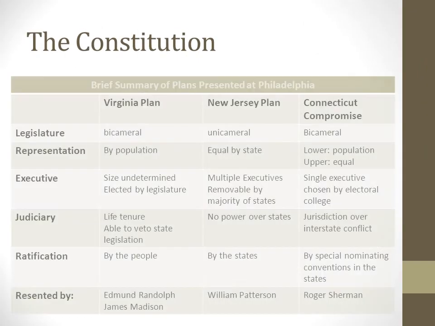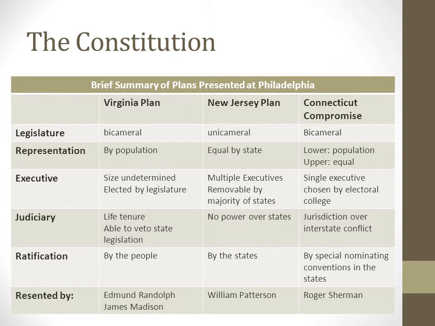So let's review. Here on the screen is a brief summary of the plans presented in Philadelphia. As you can see, in terms of legislature, the Virginia plan wanted it bicameral, they wanted 2 houses, whereas the New Jersey plan wanted 1 house. And through the compromise, we ended up with 2, which we have today, the House of Representatives and the Senate.